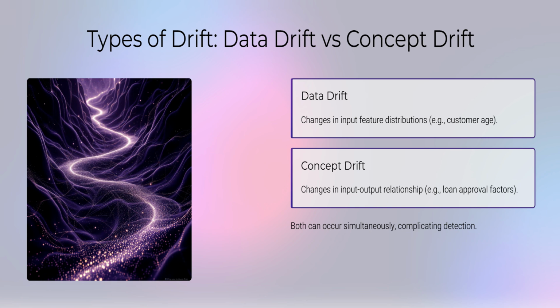Concept drift is a change in the fundamental relationship between the input data and the target output variable. For example, the factors that determine a successful loan application evolve over time. The slide importantly notes that both can occur at the same time, making detection and mitigation more complex.